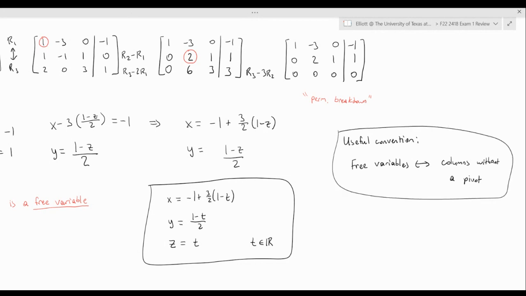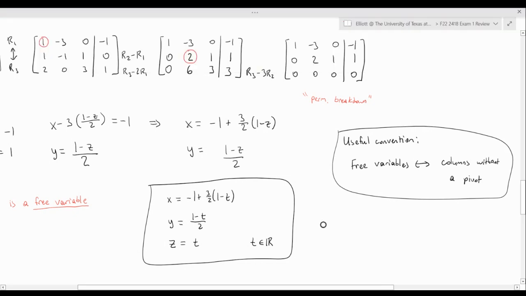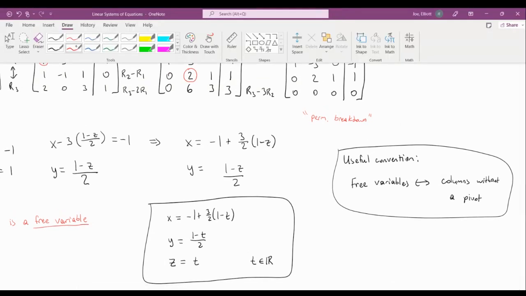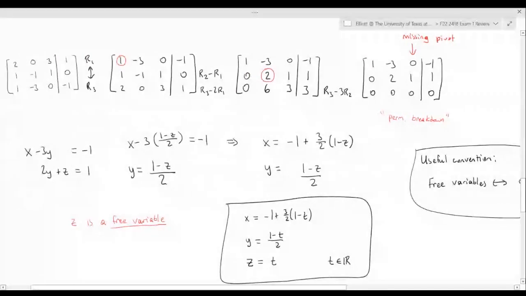This will be useful in some of the things that we're going to do later in this class. But this is actually why I ended up choosing z to be the free variable, because in our reduced matrix, it's the third column that's missing a pivot. So according to this convention, if the third column is missing a pivot, I want to choose the third variable, z, to be the free variable. But as you can see, and as we talked about just now, you don't have to follow that convention, but it's going to help with some of the things that we'll do later in the class.